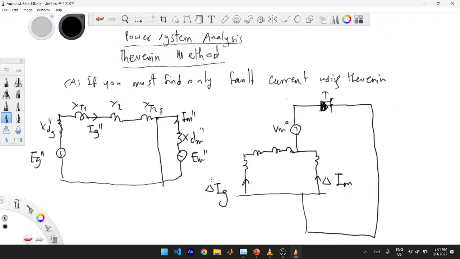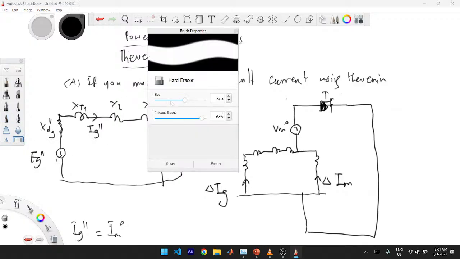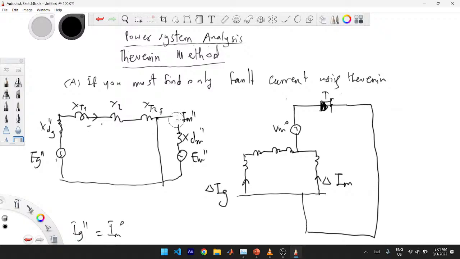So I have IG prime, change in IG, change in IM. So now how do I find IG prime prime? IG prime prime is given by what? If you check, it is equal to IM naught to flow this way. Right now I'm talking about post fault. So let me change the current I've shown. Post fault, we are adding the change in current to the post fault current. Post fault means this must not even be here. So post fault, I'm having the IM not flowing this way and entering the motor this way.